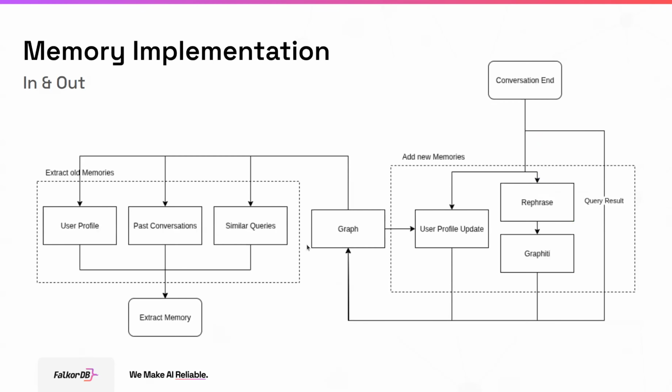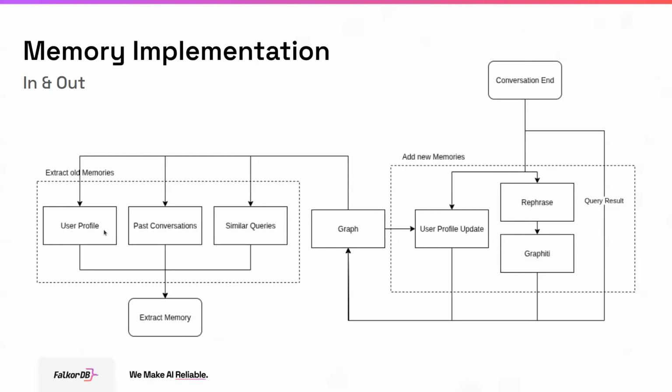Okay, so let's talk about how we insert memory and how we extract memory. Like I said, we have three kinds of memory, and each time you ask a question, we extract the user profile, the past conversation with Graphiti, the most similar facts and episodes from the past conversation, and the similar queries with the results. I will show you next how we save them.